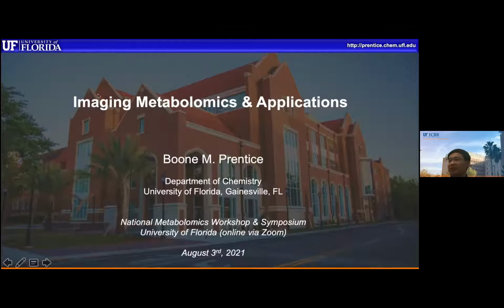And his research is focused on developing next generation bioanalytical mass spectrometry to better understand the molecular basis of health and disease. And Boone has been doing really, really well. I saw he just got a 5-year R01. Congratulations, Boone. And today he's going to show us how he actually used MALDI imaging mass spectrometry to do metabolomics, and he will also show us some real-life applications. Let's welcome Dr. Boone Prentice.